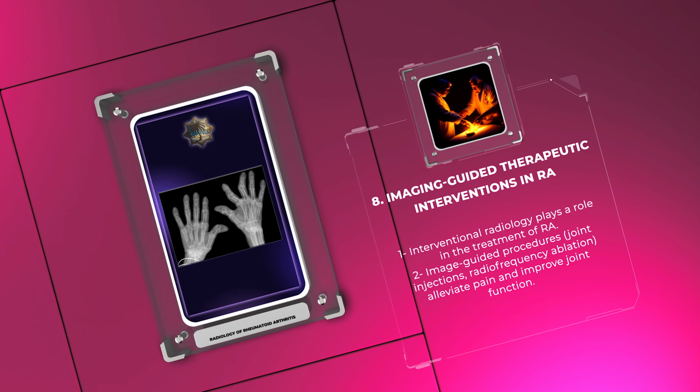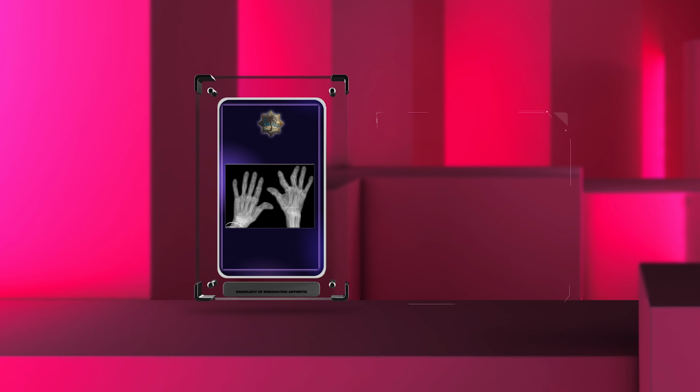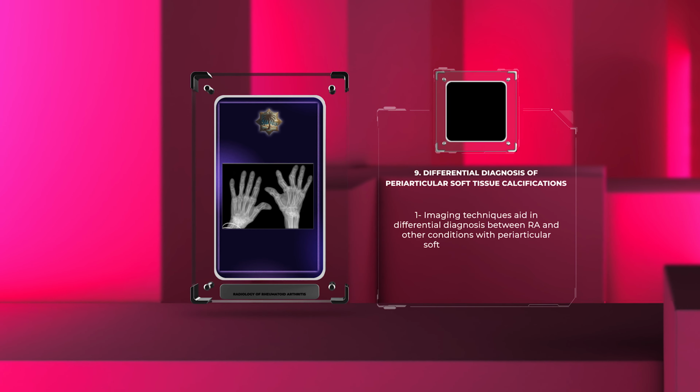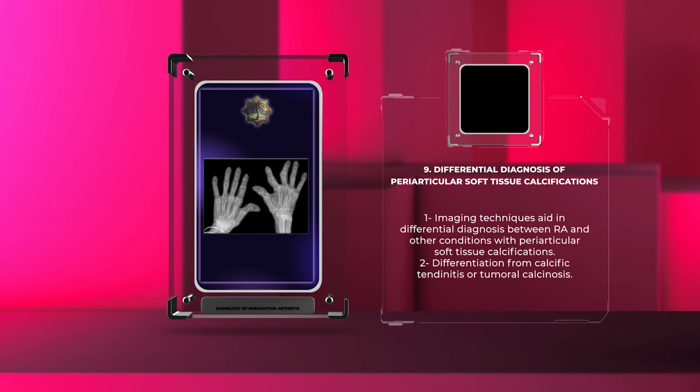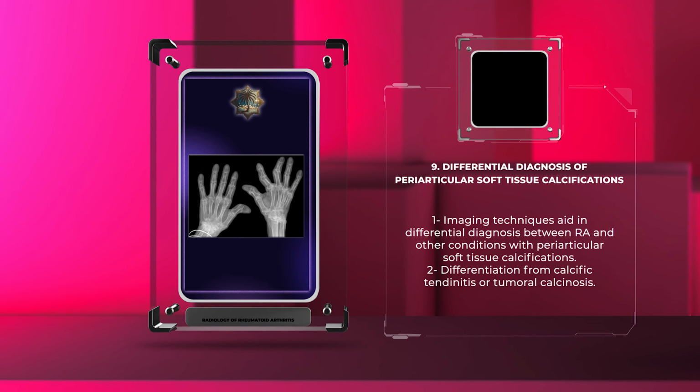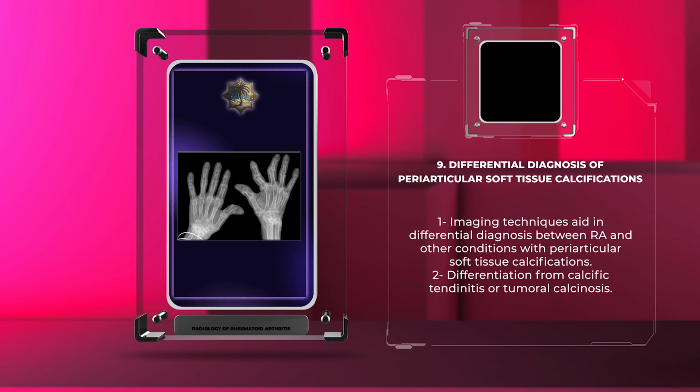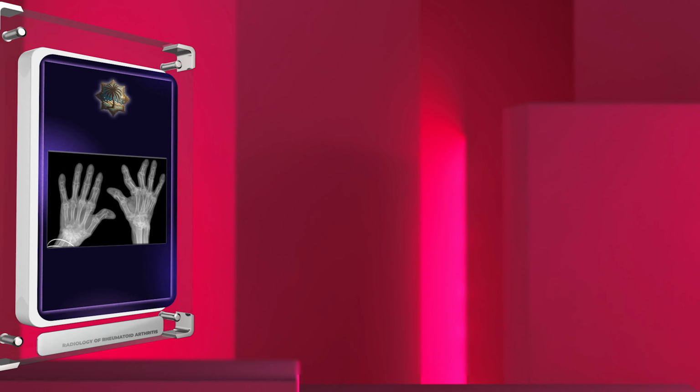Certain conditions can mimic RA by causing periarticular soft tissue calcifications. We will discuss various imaging techniques that aid in the differential diagnosis between RA and other pathologies, such as calcific tendinitis or tumoral calcinosis. Articular cartilage damage is a common feature of RA.